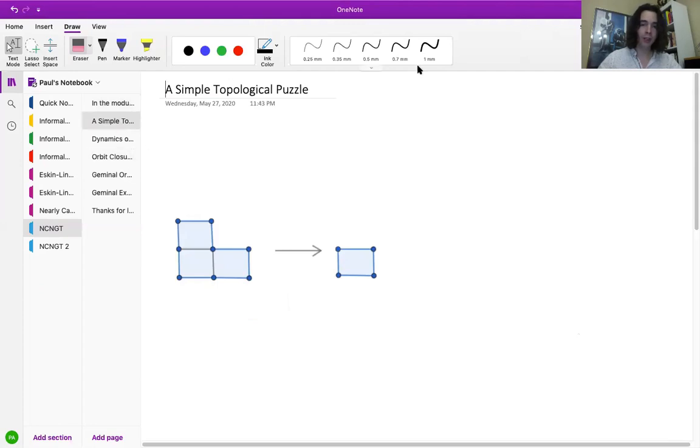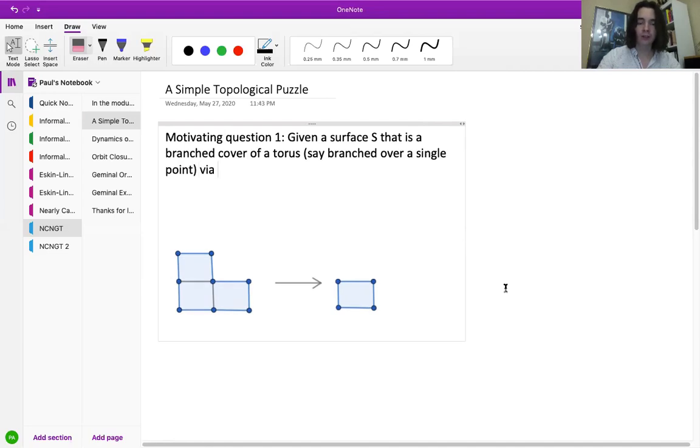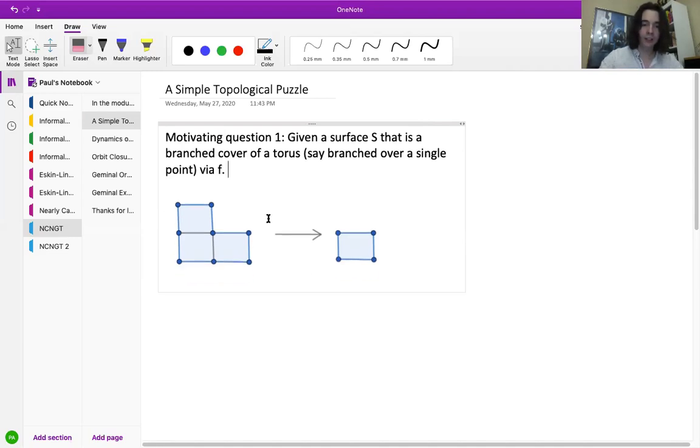So to start off, I want to talk about a simple topological puzzle. And so it begins with a motivating question. So motivating question one. Given a surface S that is a branched cover, so in this case a holomorphic branch cover of a torus, and say branched over a single point via the map F, we can ask the following question. So this is going to be our example of such a surface. I'll explain that in a sec.